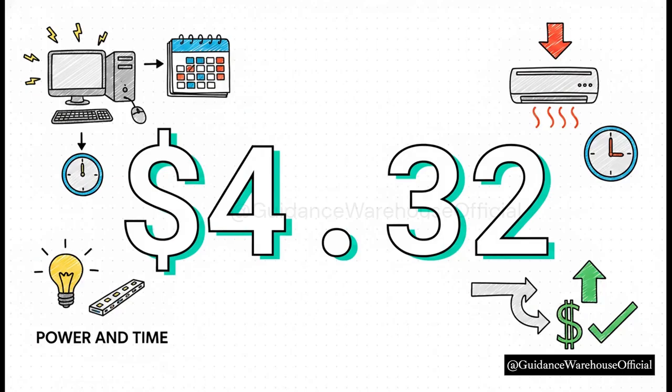So, if your local power company charges you an average of 12 cents per kilowatt-hour, the total cost for running that computer all month is exactly $4.32. This perfectly illustrates how energy costs scale up. It is a direct product of power and time.